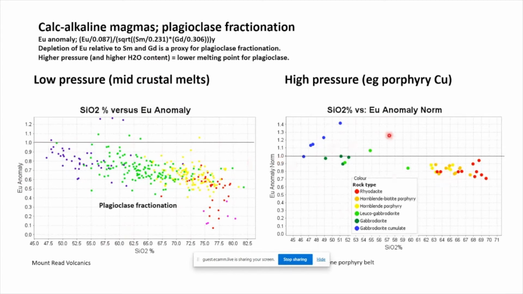And what we can see by comparing these two plots is that the mid-crustal melts show a much more significant effect from plagioclase fractionation. So as the silica content goes up, the europium anomaly is getting deeper and deeper and deeper. One of the characteristics of porphyry copper magmas is they are high-pressure magmas, generated at high pressure, so they don't have such a pronounced europium anomaly.